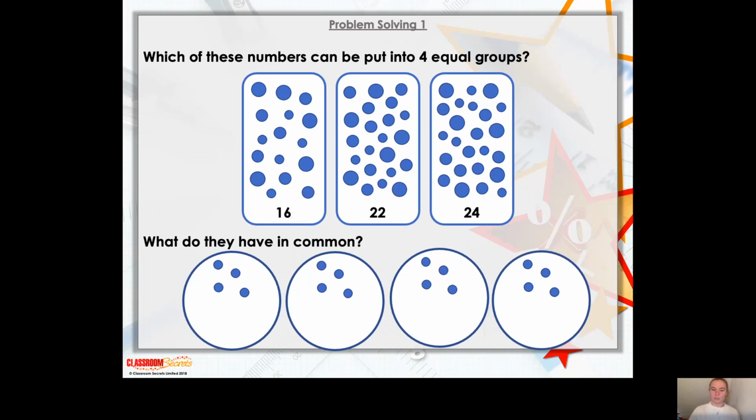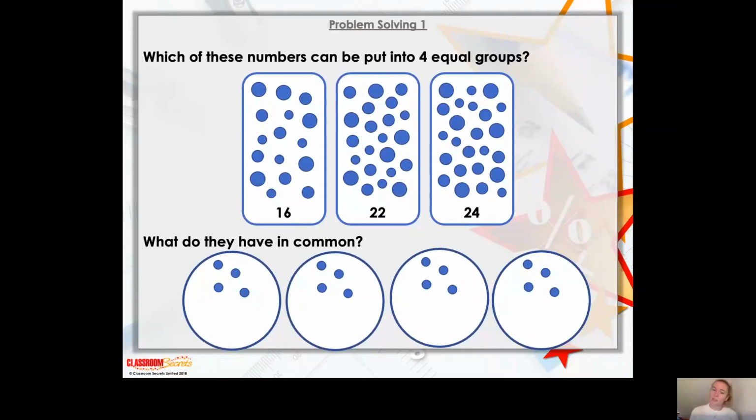Well, I've put 16 dots into 4 groups, but are they equal? Let's have a look. Now in the first group, how many dots are there? Well, there are 4 dots. How many in the second group? There are 4 dots as well. In the third group, there's also 4 dots. And in the last group, yes, there are 4 dots again. So there are 4 dots in each of my 4 groups. So therefore, my 4 groups are equal. So therefore, 16 can be put into 4 equal groups.